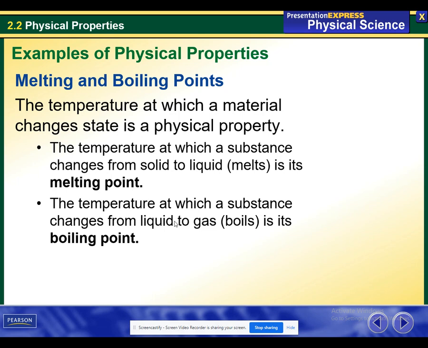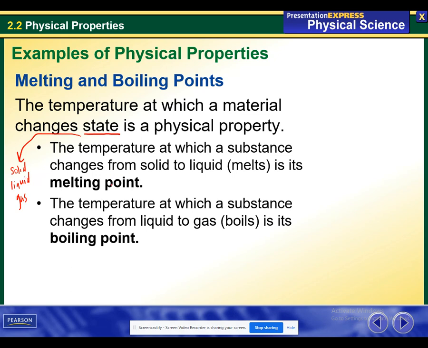The next two are melting and boiling points. So temperature actually can also count as a physical property, how hot or cold something is. And the temperature at which materials can change state is important as well. Now, if you don't know what state is, let's actually review that. State of matter is like if it's a solid, liquid, or gas. Those are the three states of matter.